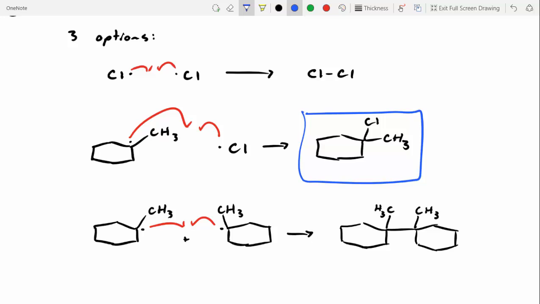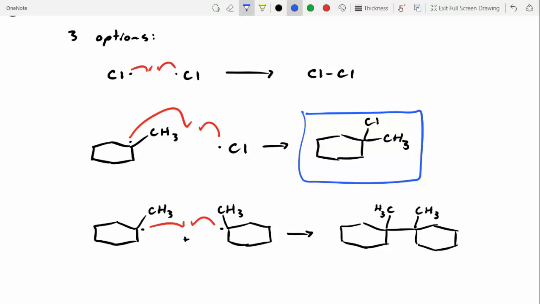Another really big feature that we're eventually going to get to is polymer chemistry. Most polymers are created through radical chemistry. So if you look at things like polyethylene or PVC piping, or Teflon's another one, a lot of those are made through radical reactions.